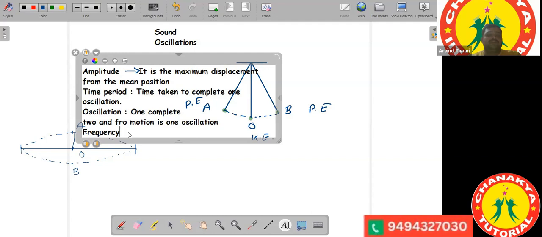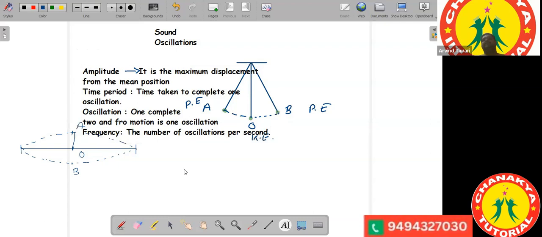Then frequency. So frequency is defined as the number of oscillations per second. Okay. How many oscillations it is making per second, that we call as the frequency. Okay. So very simple definitions are there.